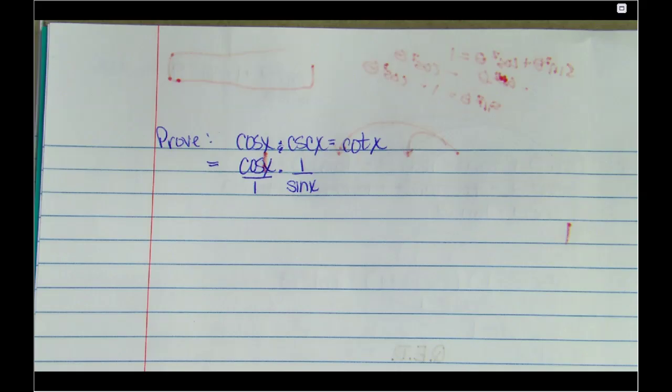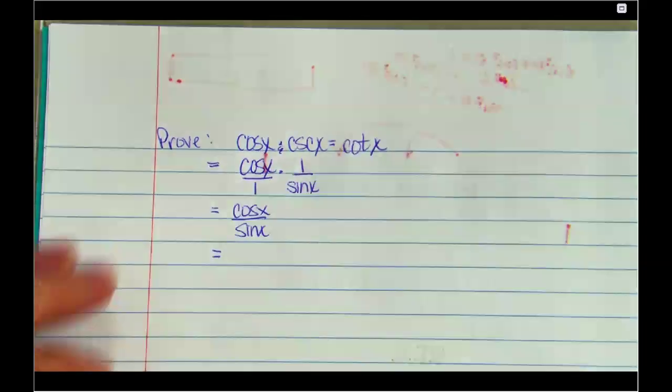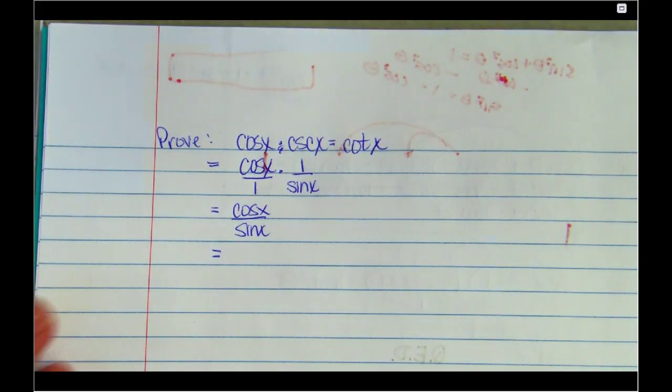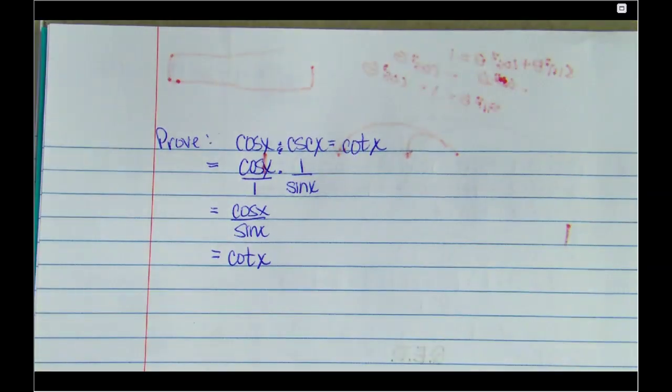Okay? So when you multiply this, what do you get? Cosine over sine, which is equal to cotangent. So sometimes we put things in terms of sines and cosines to be like taking the Lego bricks apart and then you put them back together and reassemble them how you want them. This is what I was trying to say on the warm-up.